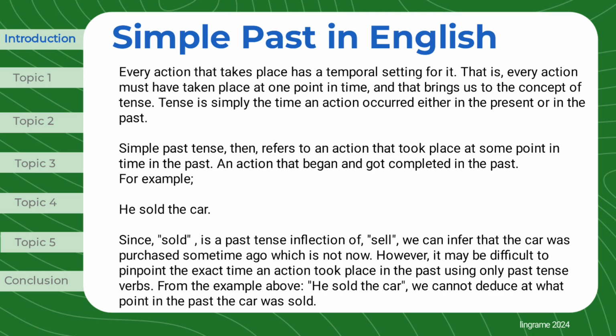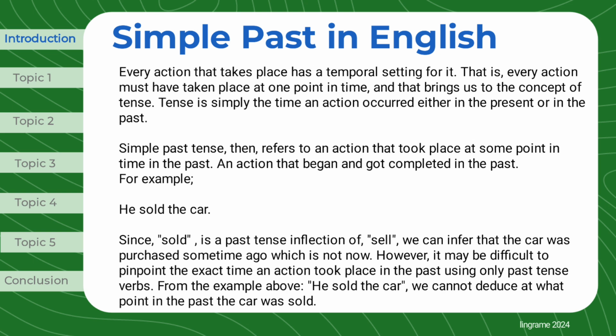Simple past tense. Every action that takes place has a temporal setting for it. That is, every action must have taken place at one point in time, and that brings us to the concept of tense. Tense is simply the time an action occurred either in the present or in the past. Simple past tense, then, refers to an action that took place at some point in time in the past. An action that began and got completed in the past.